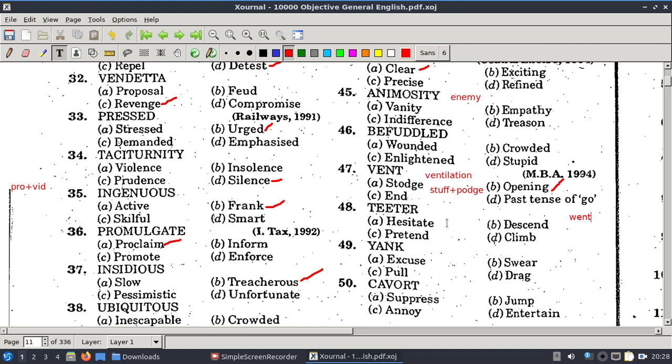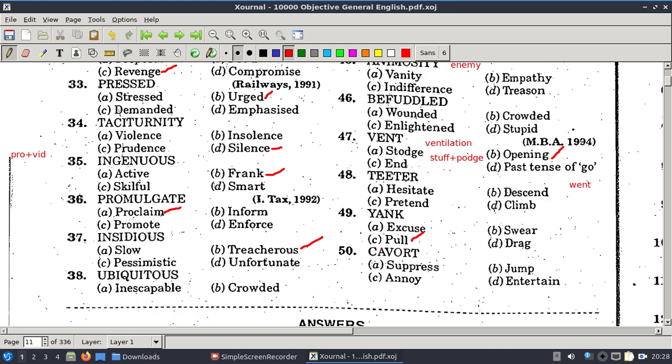Yank. Yank means to pull someone or something very hard, very quickly, very suddenly. That is yanking. I yanked the door. I yanked the door open, because I pulled the door with a jerk suddenly. He yanked at my arm. It means he pulled me suddenly. So yank is actually equal to pull. Cavort. Cavort is to jump or move in a very noisy way, often in a very sexual way. It is actually equal to jumping.